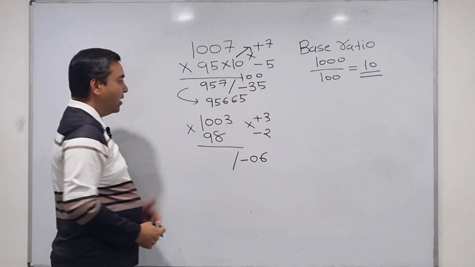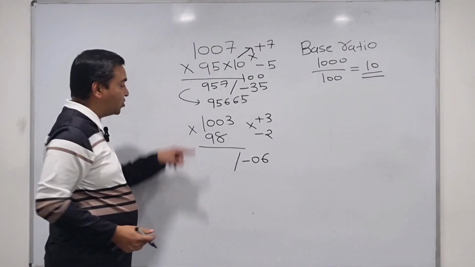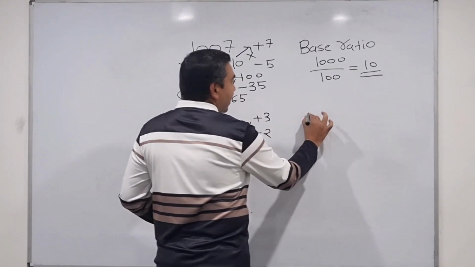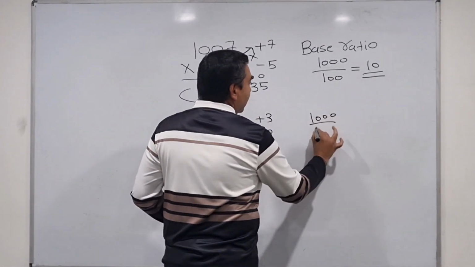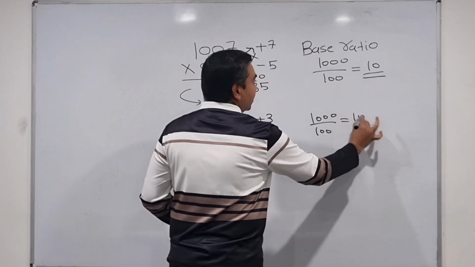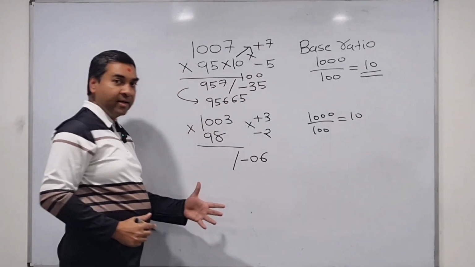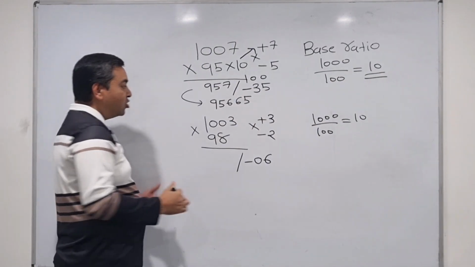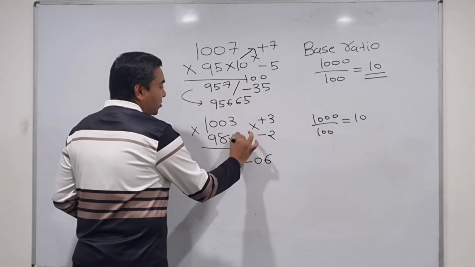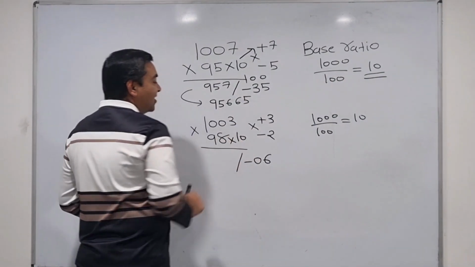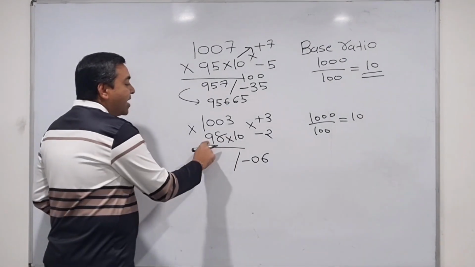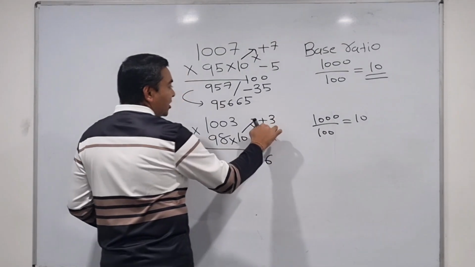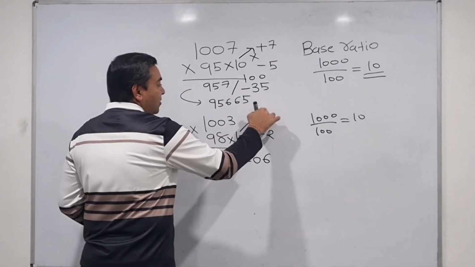Yeah. All right. Now what am I going to do? Base ratio. What is this? 1000 divided by 100, which is 10. Again, guys, later we'll be doing everything in the mind only. So that 10 needs to be multiplied to the smaller number. So multiply by 10. So 98 times 10, 980, and then you apply the cross operation, which is plus 3.